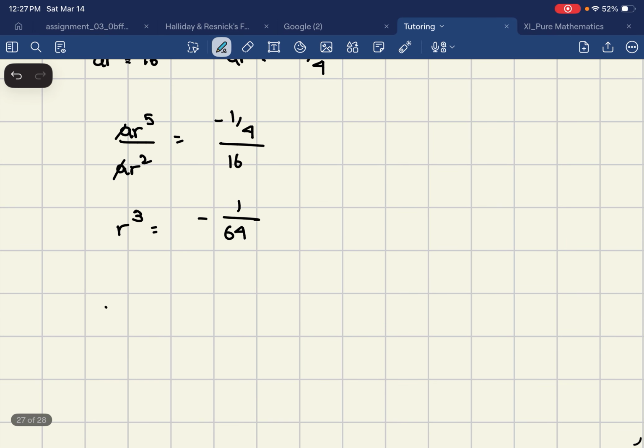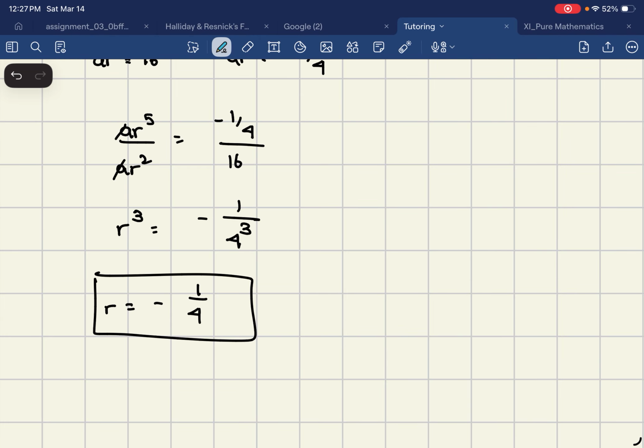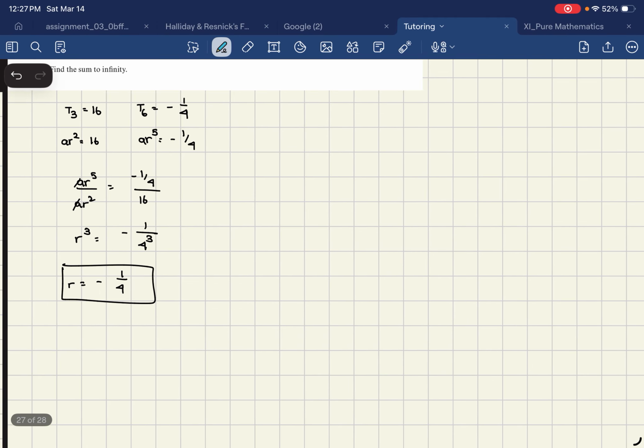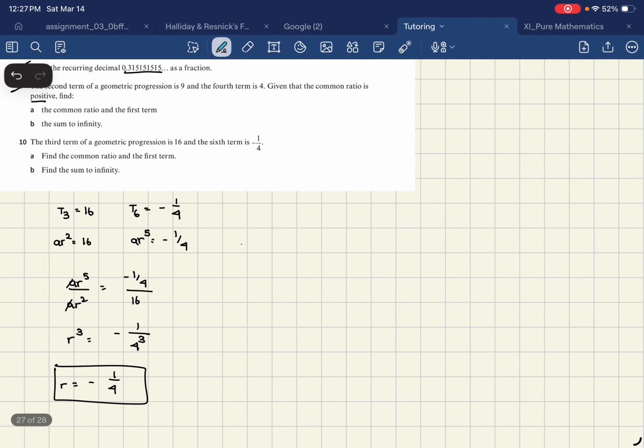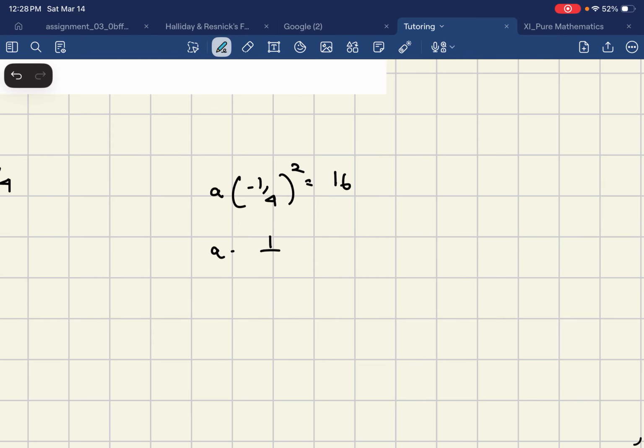So now when I take the cube root of both sides, if you remember, 64 is 4 to the power 3. So I'm going to get R equals negative 1 over 4. That is going to be my R value. So what is going to be my A? Well, I can substitute it here now. AR squared. R is just negative 1 over 4, squared is 1 over 16. So A times 1 over 16 is 16. So A is 256.